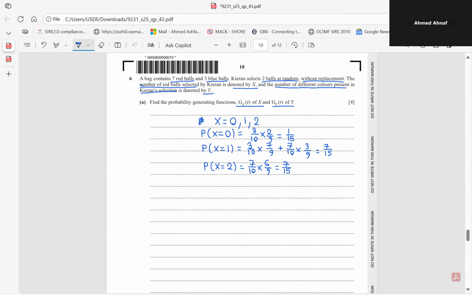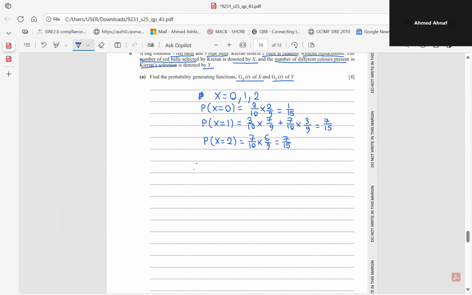Okay, so to check whether probabilities are correct, you can just add all of the three probabilities and see whether they add up to 1. So in our case, they do. So we can write down G_X(t).